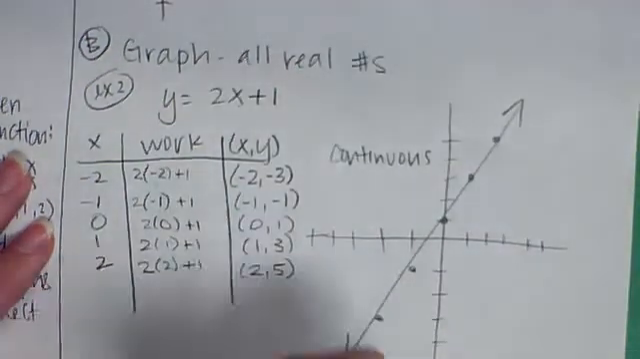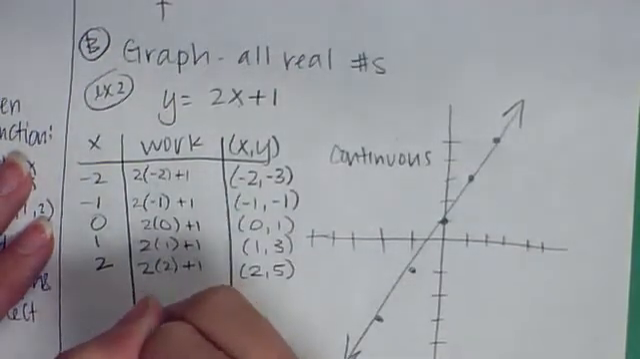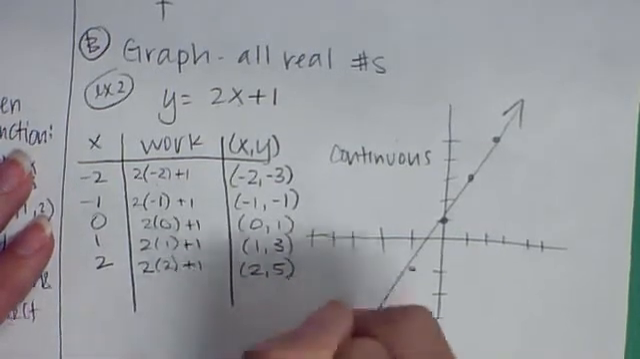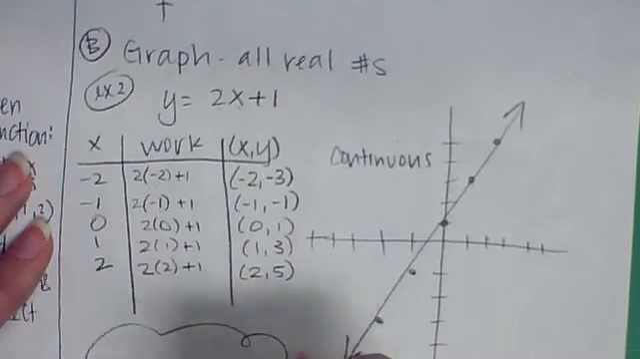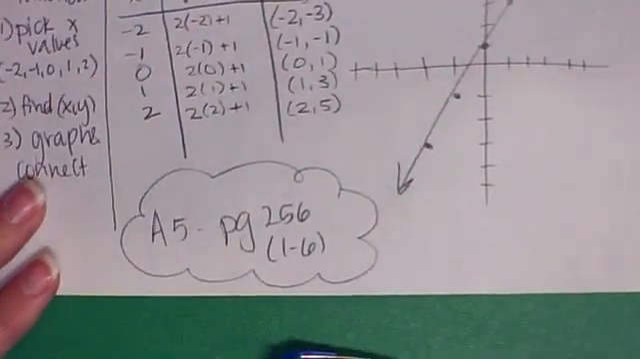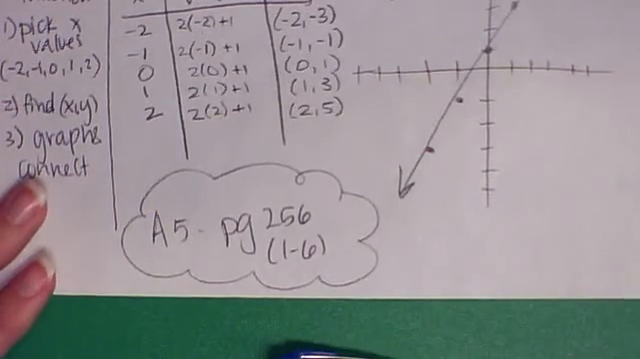And that was it for today's lesson. The assignment is A5. It's page 256, numbers 1 to 6. It is only 6 problems, the first 4 are like part A in your notes. The last 2 are like part B in your notes. Good luck, and let me know if you have questions.